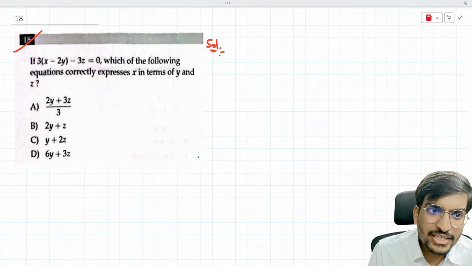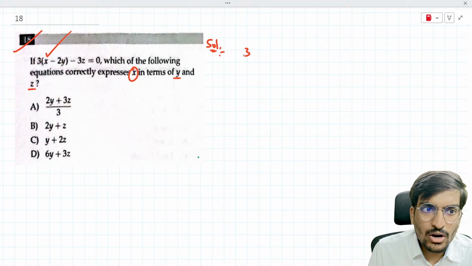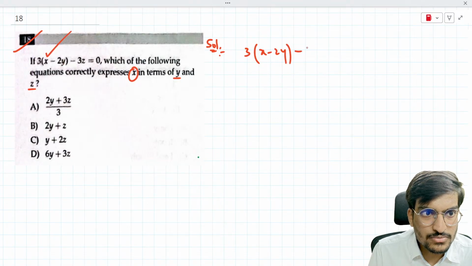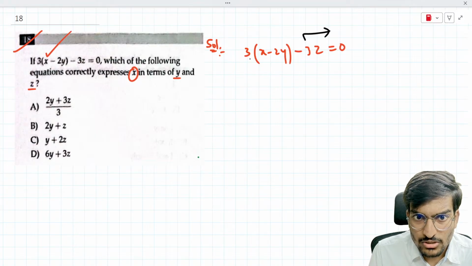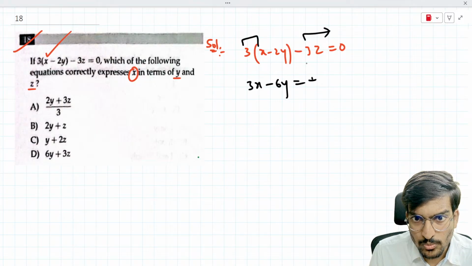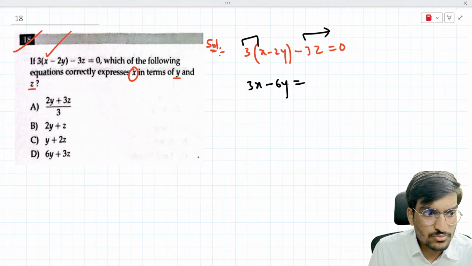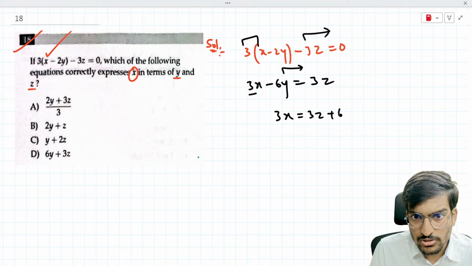So we need to express x in terms of y and z, which means we need x. If we want x, just try to get rid of the other terms. What we do is transpose this term to the RHS. 3x minus 6y equals negative 3z, which becomes positive 3z. So transpose this to the RHS: 3x equals 3z plus 6y, and x equals this divided by 3.